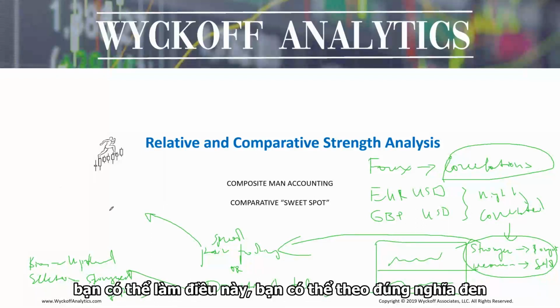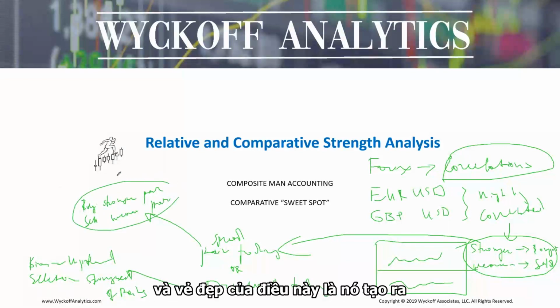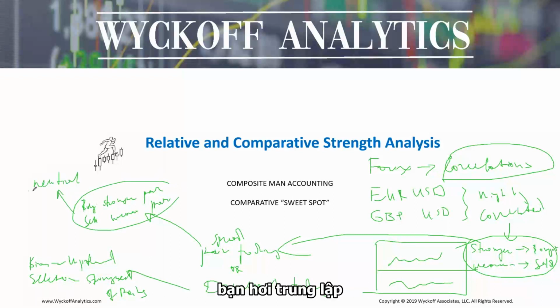You could literally buy the stronger pair, and then you sell the weaker pair. And the beauty about this is it makes you somewhat neutral to the directional bias.